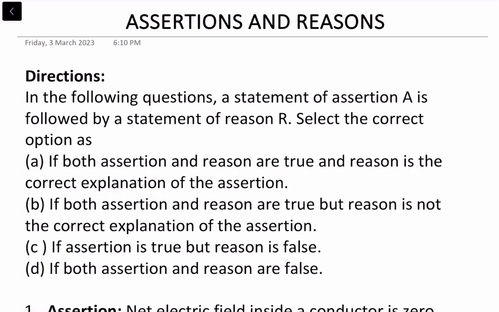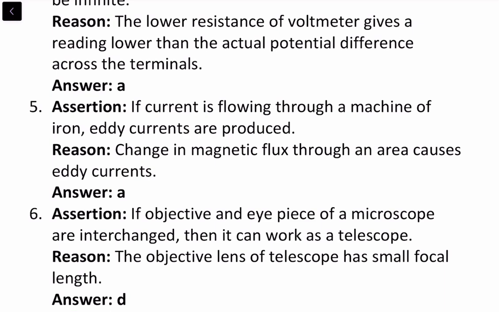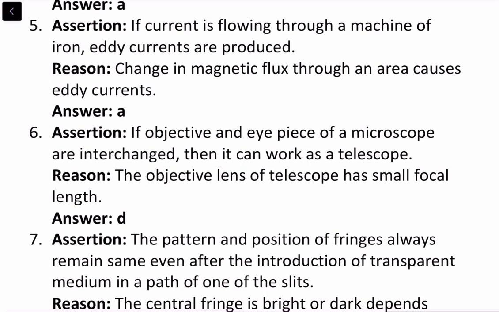Okay, so now coming to the next one. The next one is the sixth question. If the objective and eyepiece of a microscope are interchanged, then it can work as a telescope. Now here, microscope is different, telescope is different. Here they are saying the objective and eyepiece of a microscope are interchanged, then it can work as a telescope. No, it cannot. A microscope cannot work as a telescope. No, it is impossible. A microscope cannot work as a telescope by interchanging its 2 lenses.